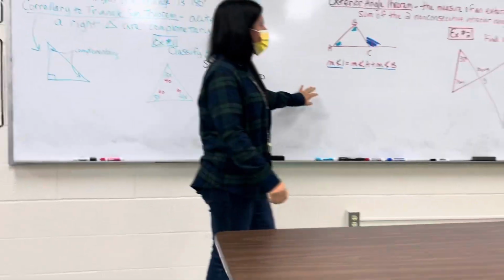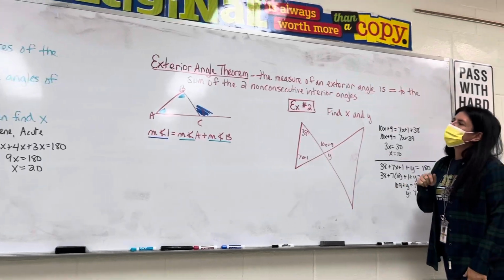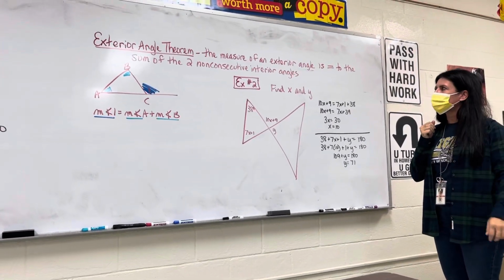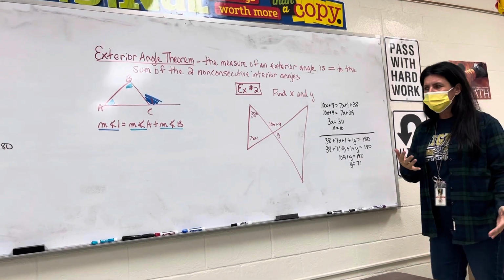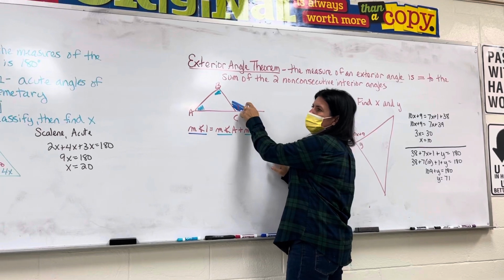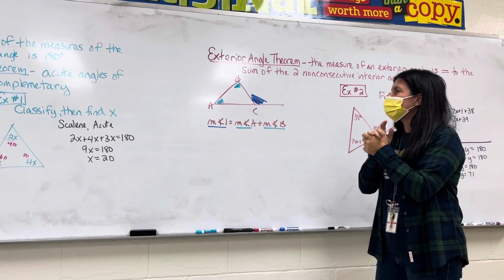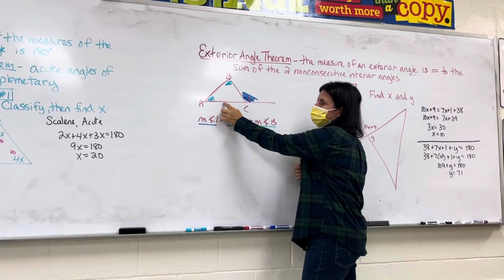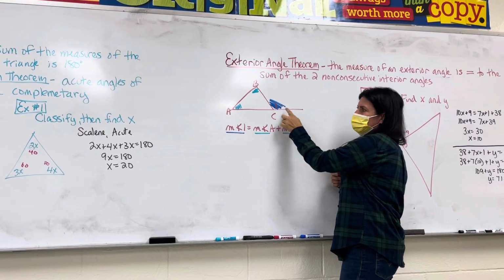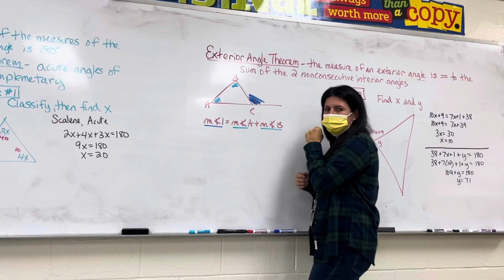Moving on, we have the exterior angle sum. This is probably the hardest part of the lesson today. It says the measure of an exterior angle is equal to the sum of the 2 non-consecutive interior angles. That's a lot to think about. Look at my picture here. First of all, this blue is an exterior angle. If you think about what I explained a few minutes ago, it's extending one of the sides of the triangle to the outside. That's the exterior angle. This angle is equal to these two angles added together.